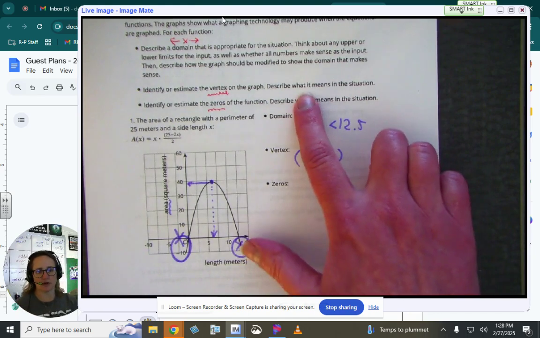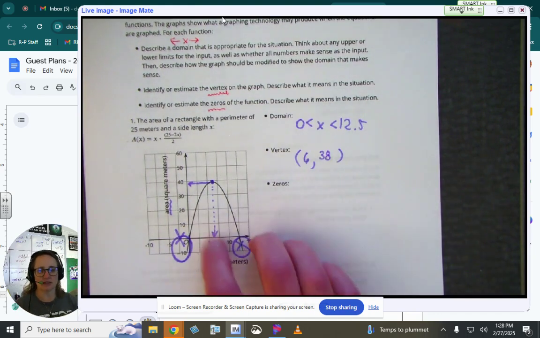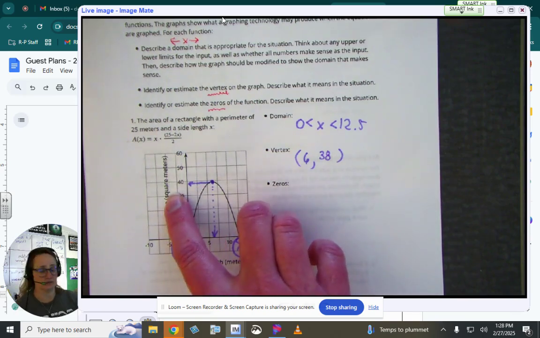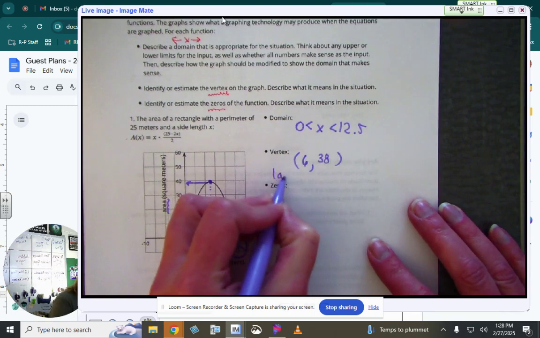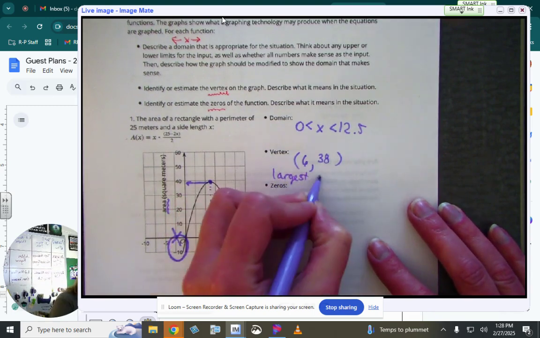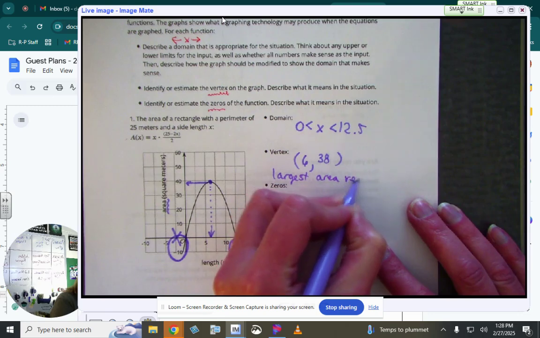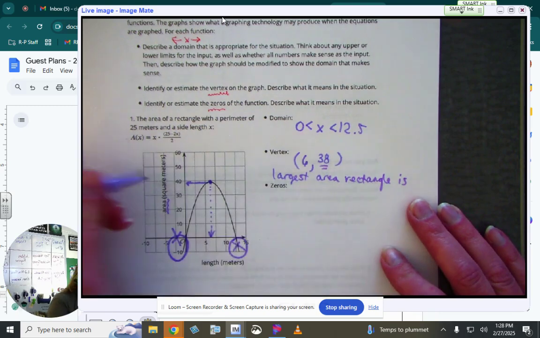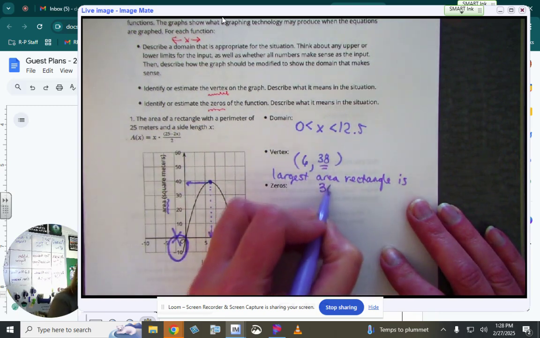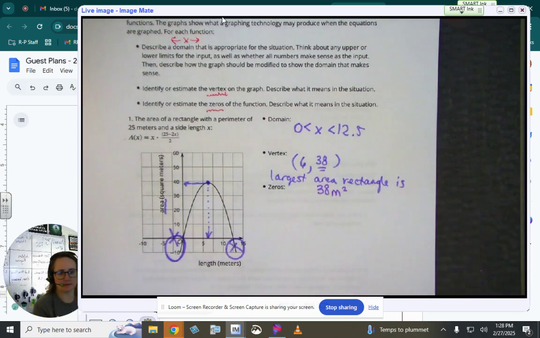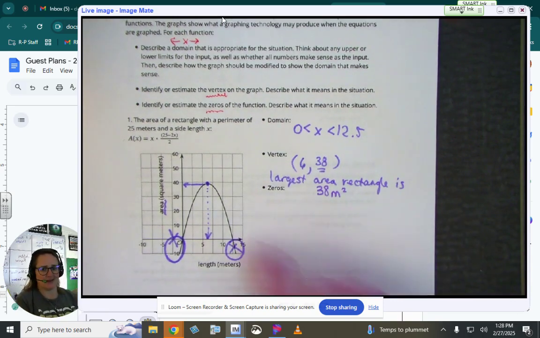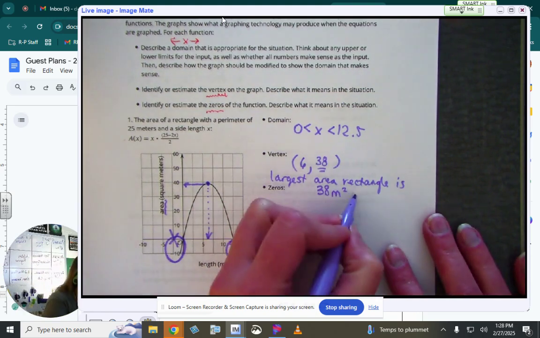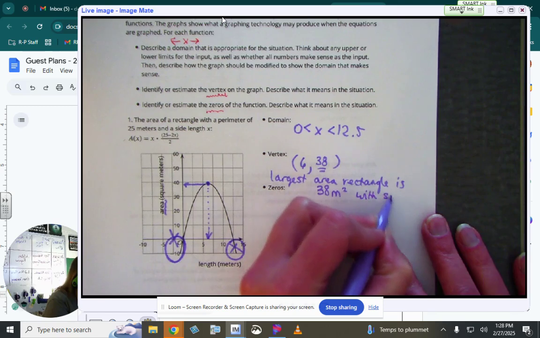Now it does ask me to describe what this means in the situation. So this is the largest area, okay? The largest area rectangle is 38 square meters. And we get that area when the side length is about 6 meters.